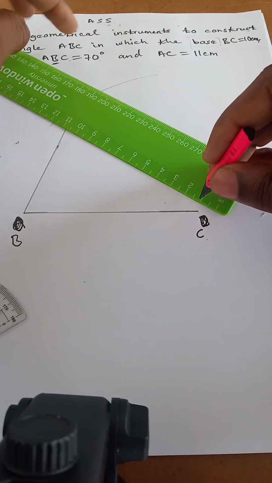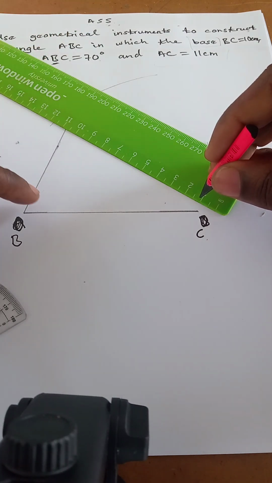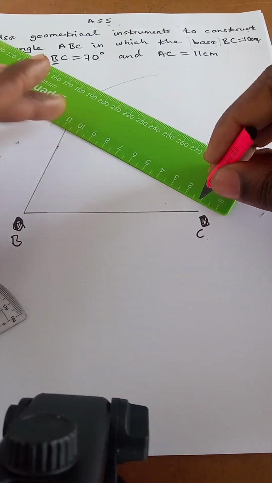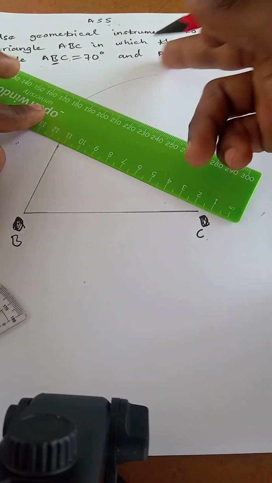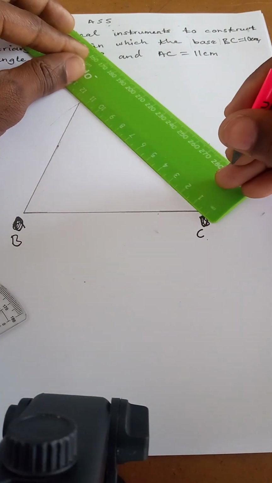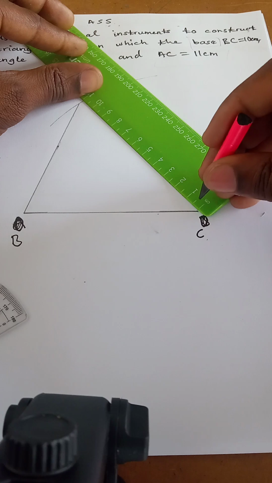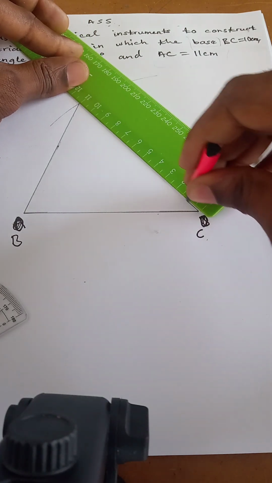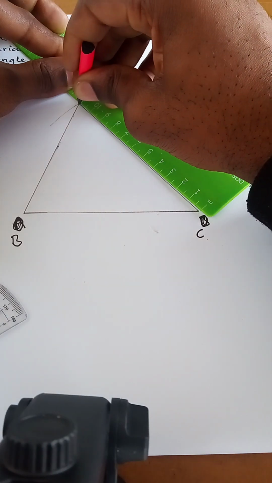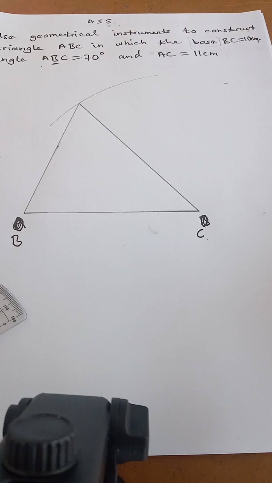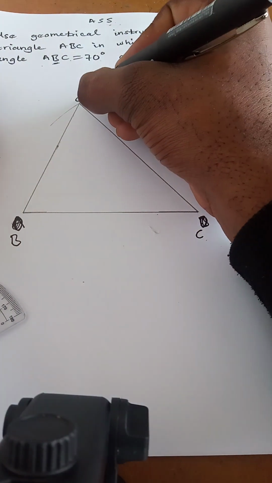So it will have a 70 degrees angle at ABC. Then it also has AC as 11 centimeters. Like that. Then you can label your point C.